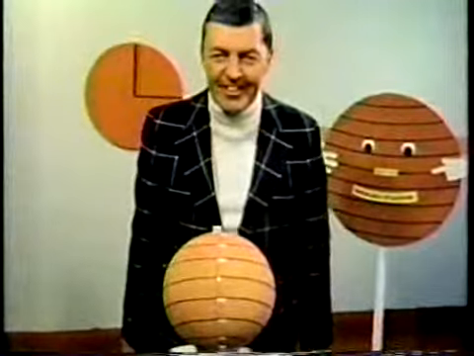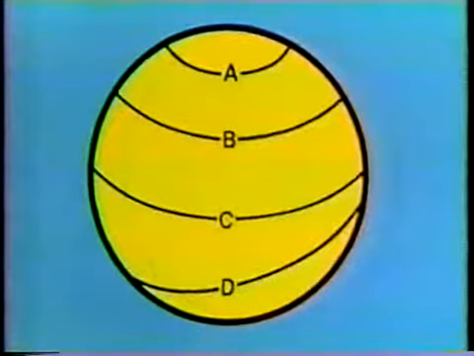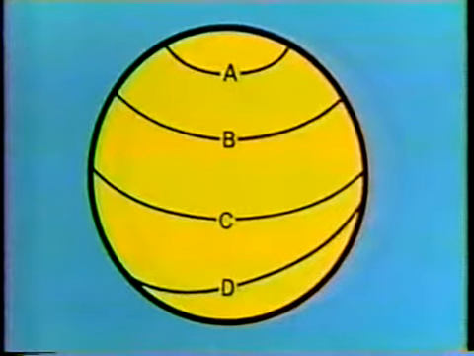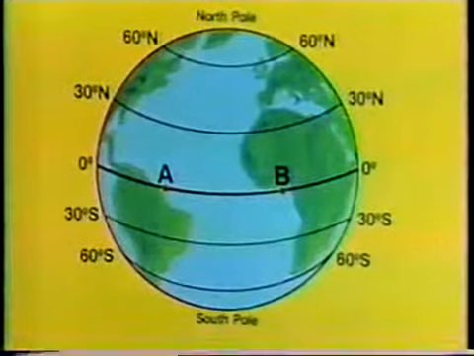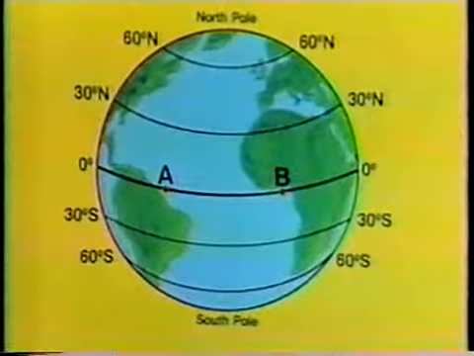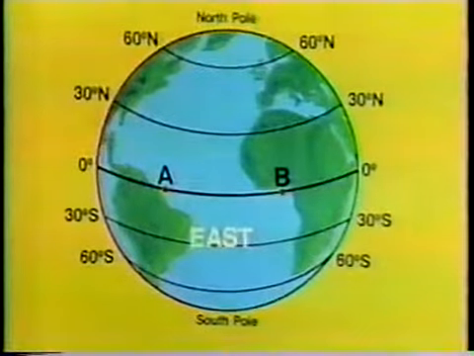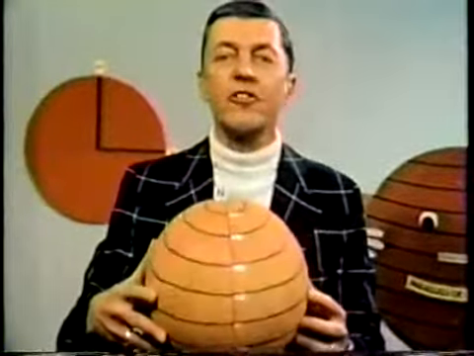Now let's see if you've been listening. Which of these circular lines is not parallel to the others? D is correct. If you travel from point A to point B, what direction would you be going? East is the answer we want. No wonder we sometimes call these parallels that circle our Earth east-west lines.